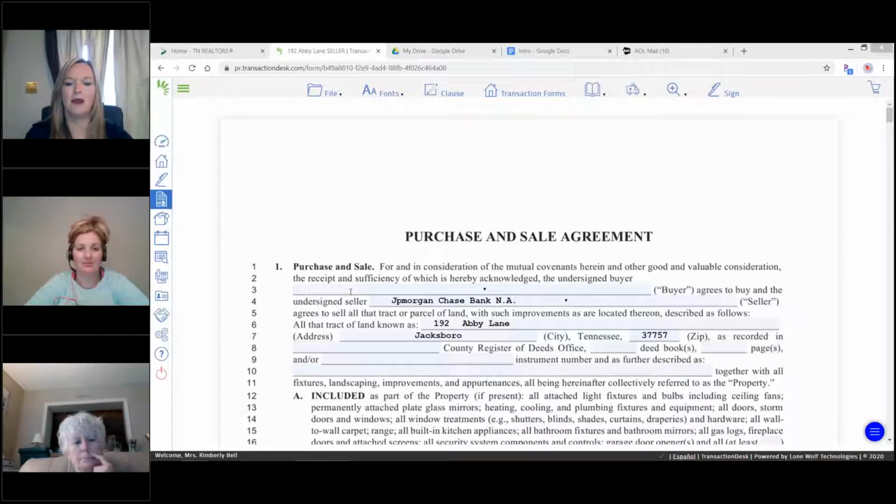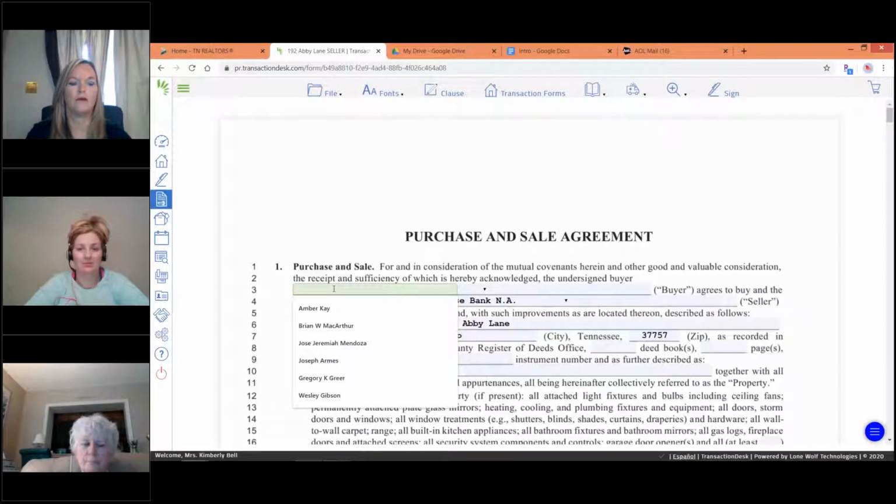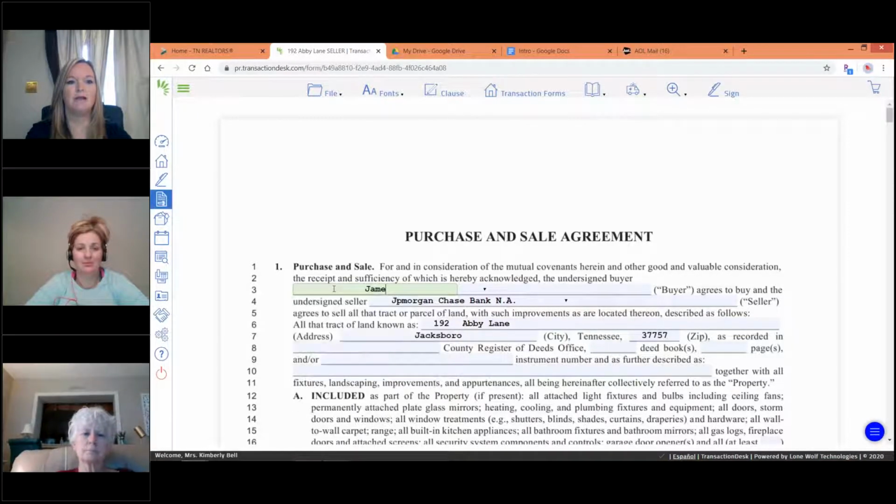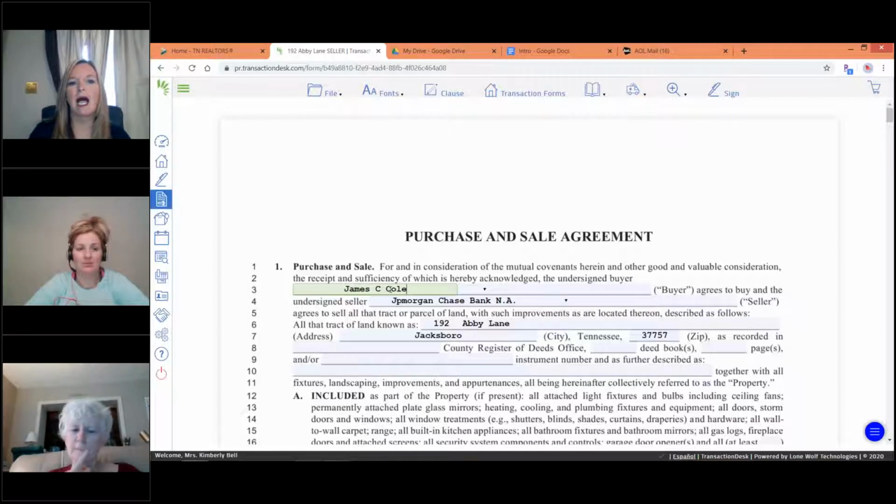But say that a person's name is James C. Cole, which you can write like this, where the C is here. And you decide that he's your good friend, and you're going to put Jimmy. And now you've put in Jimmy Cole because that's what you know him by.